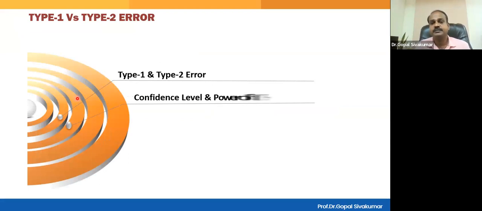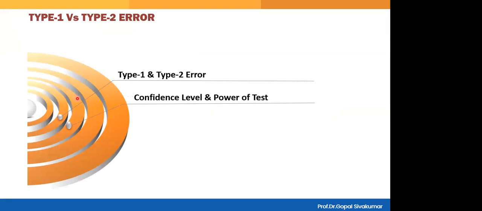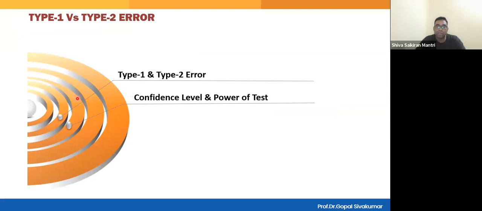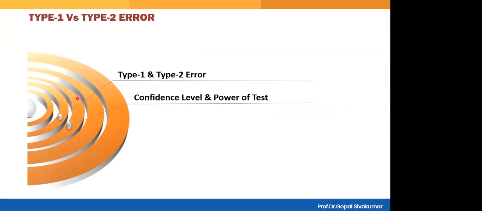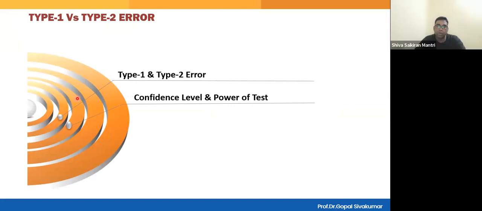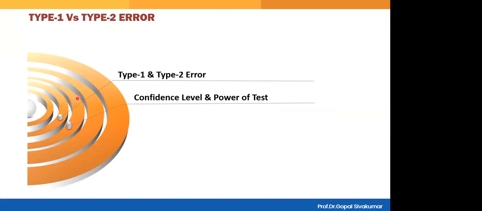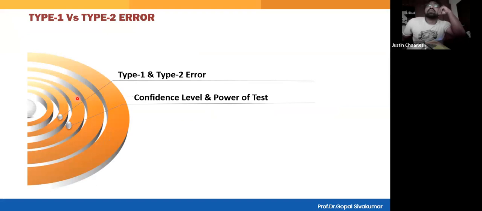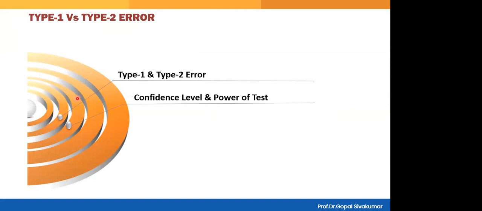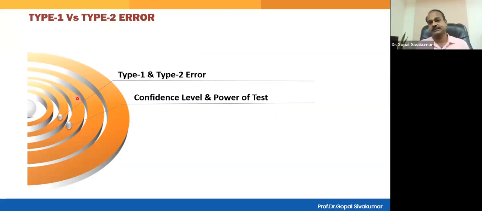All right, now type 1 and type 2 error. Do you remember? I have already taught you type 1, type 2 error. What is type 1 error? Rejecting a true null hypothesis is type 1. Then what is type 2 error? The null hypothesis is false, but we accepted it. Accepting a false null hypothesis.